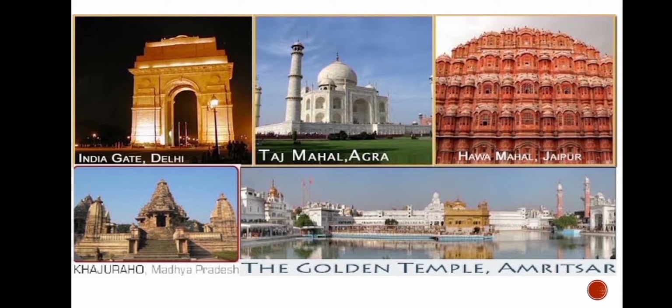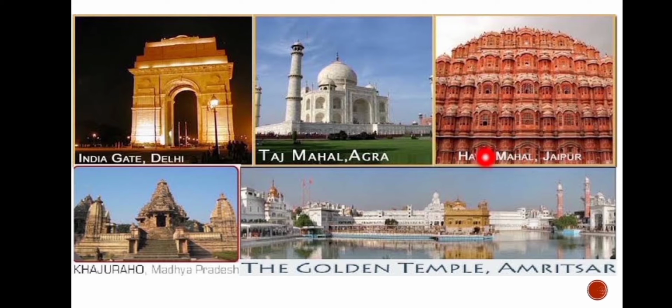Here in display you can see some famous monuments of India. First one is India Gate, and India Gate is situated in Delhi. And as you know, Delhi is the capital of our country. This one is Taj Mahal. Taj Mahal is situated in Agra, and Agra is a city of Uttar Pradesh state.